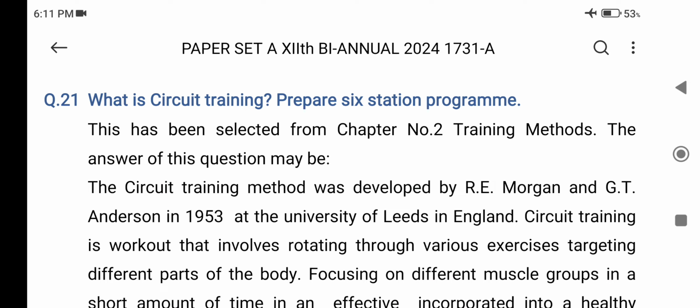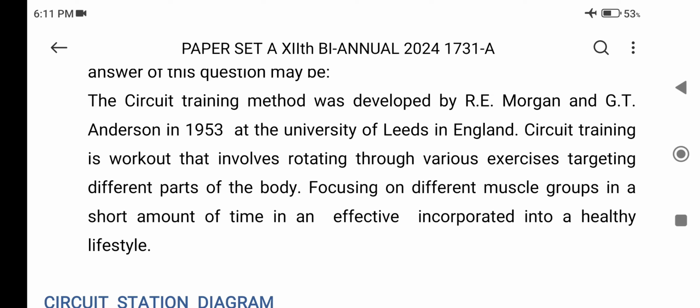Prepare a 6 station program. This question has been selected from chapter number 2, Training Methods. The answer of this question may be: the circuit training method was developed by Morgan and G.T. Anderson in 1953 at the University of Leeds in England.